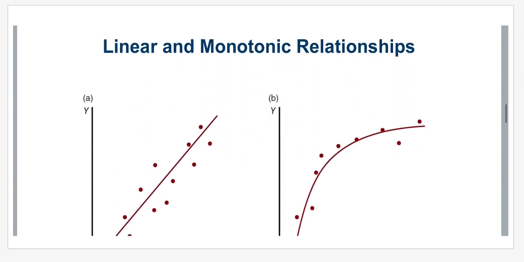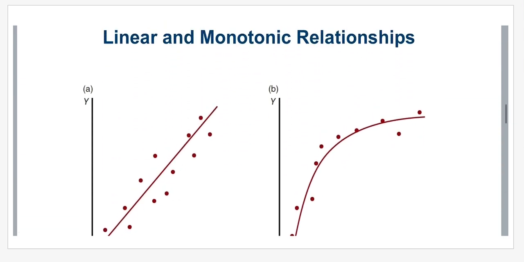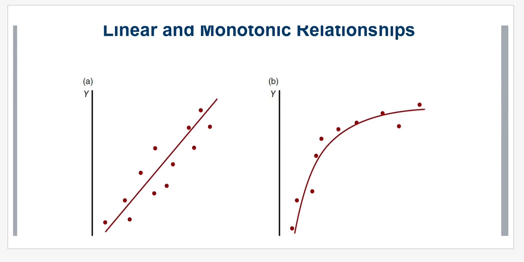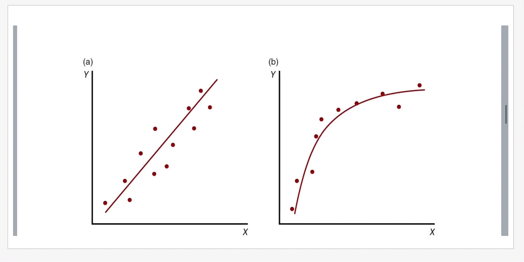To give you a visual example of this, you see these are linear, and you can say monotonic or monotonic. You'll hear it pronounced different ways. The graph on the left, A, is a linear relationship. Obviously, that's a straight line. The one on the right, B, is a monotonic relationship. You can see it's more of a curved line. We'll talk about that in a second.